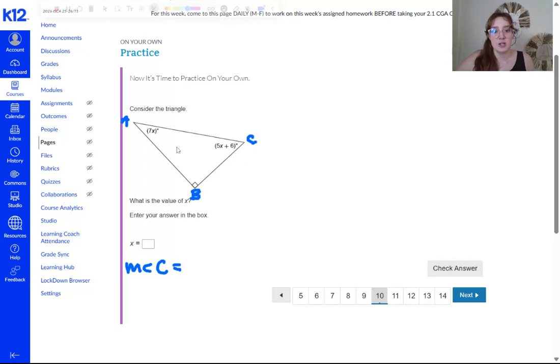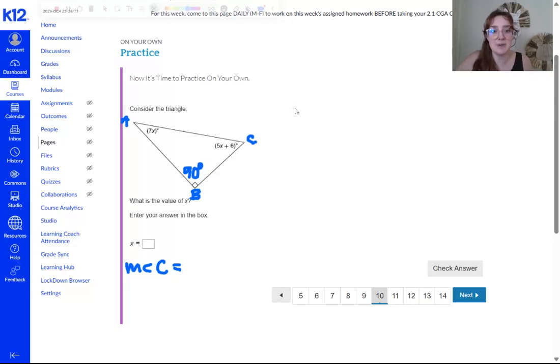So, looking this over, what do we know? We know that angle A is 7x, angle C is 5x plus 6, and angle B is this little box. Remember, anytime we see this box or the square in an angle, this is telling us it is a right angle, and it's equivalent to 90 degrees.